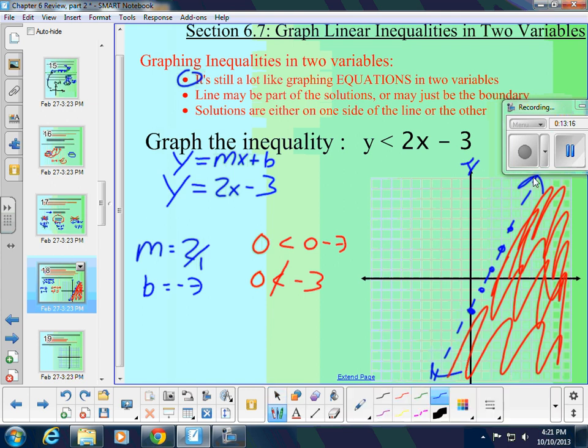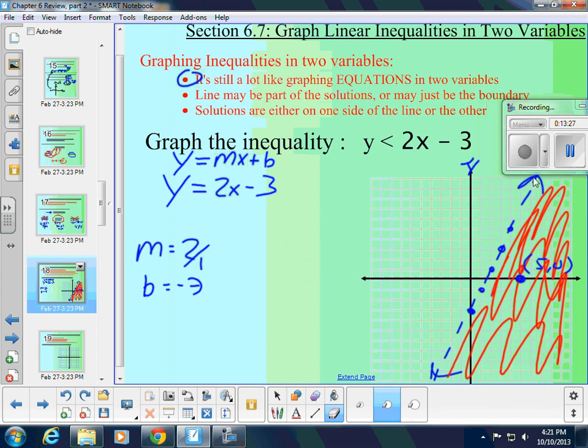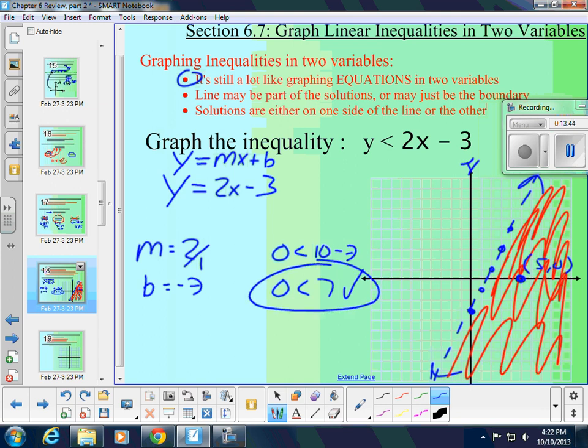Let's say I have a point way over here, right here. It looks like I have the point 5, 0. If I put the point 5, 0 in, given where I shaded, that should work. Well, 0 goes in for y. That's less than 2 times 5, which would be 10, minus 3. 10 minus 3 is 7. Is 0 less than 7? Yes, it is.